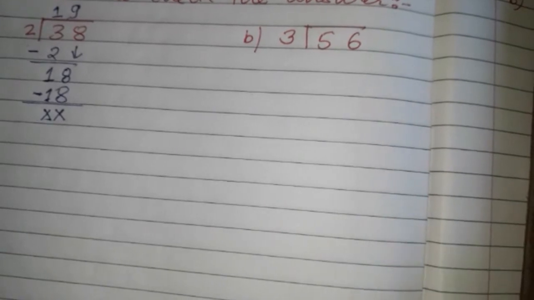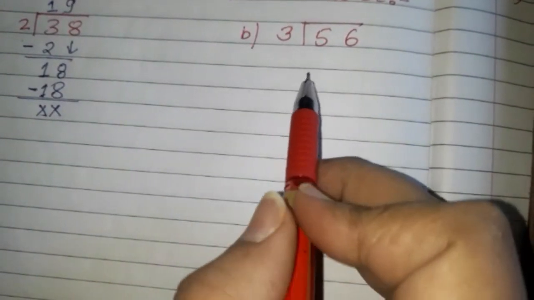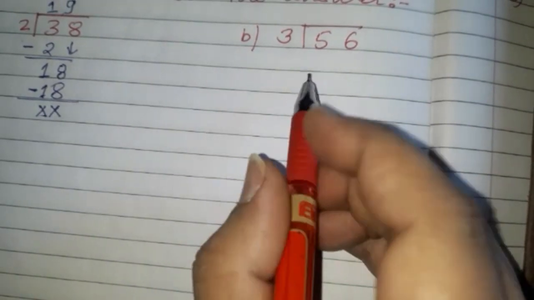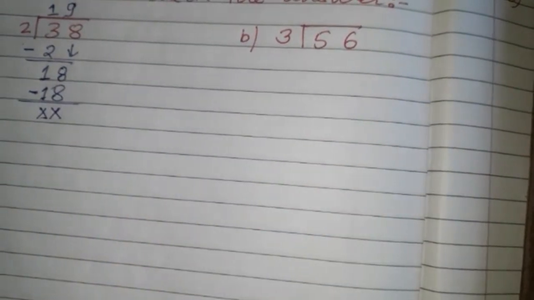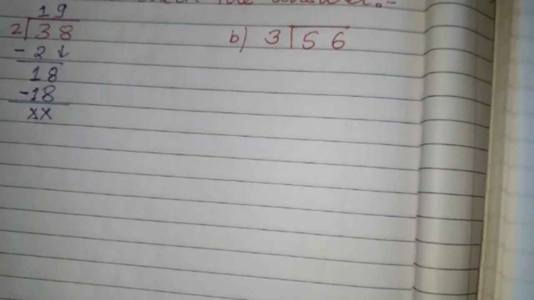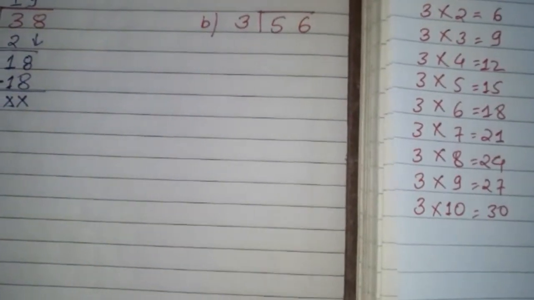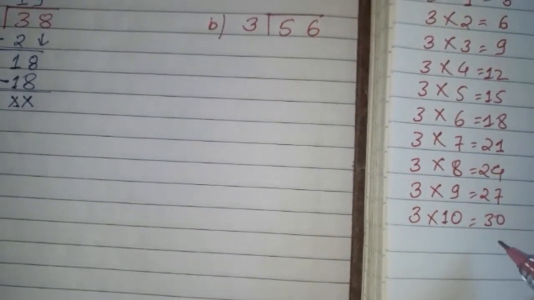Next question is 56 divided by 3. We'll start dividing from the leftmost number. The leftmost number is 5 here. We're going to divide 5 by 3. Following the same procedure, we'll check if 5 comes in the table. Is there a 5 in the table of 3? Just check. No, it is not there.